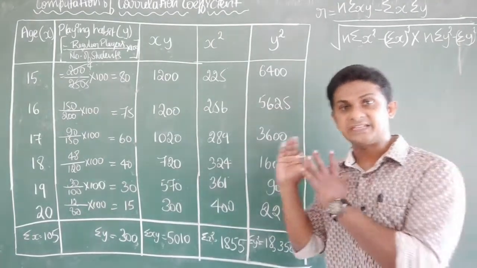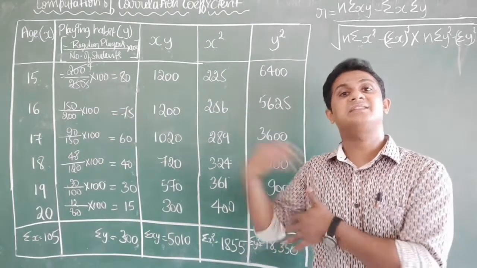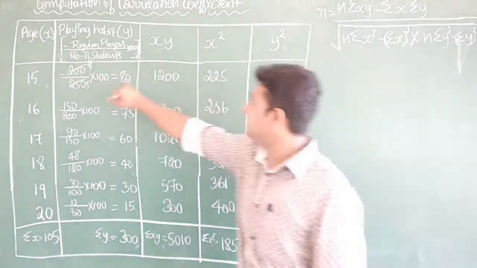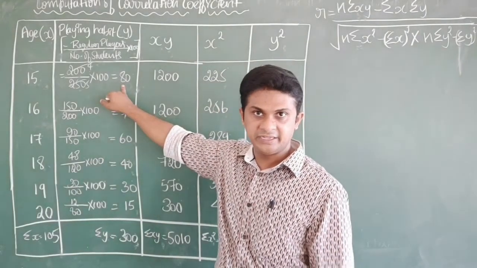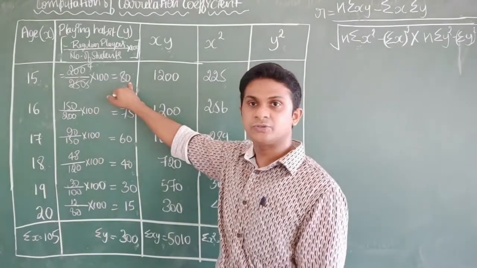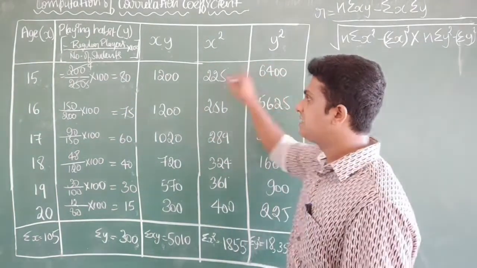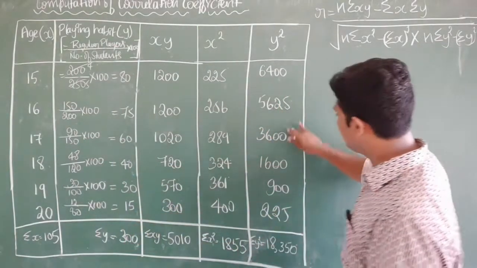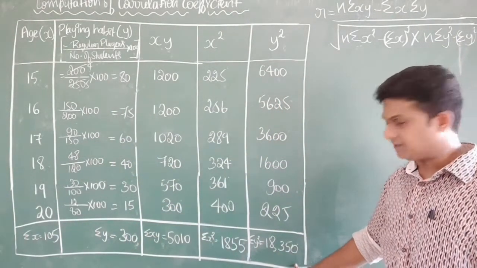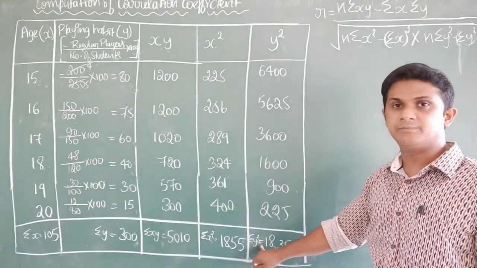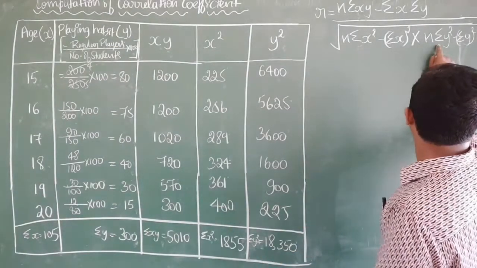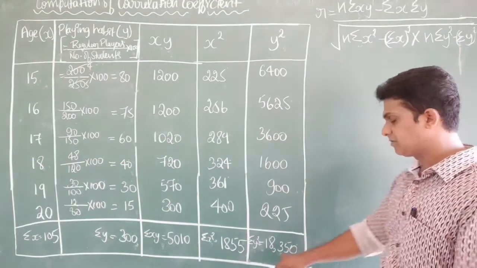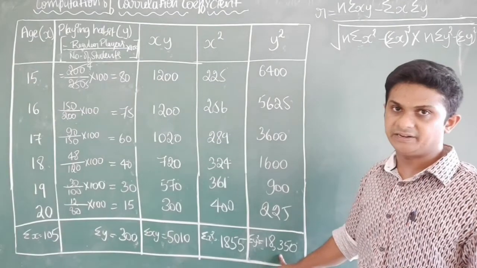1855. So once x square is done, we have to square the other variable, which is y. That will be y square. So y is here, the new variable which we have calculated, playing habit. So 80 square, which is 6400. Similarly, you need to calculate the square of each of these y values. That I have written here. Then I will be adding this up to find our sigma y square value, which we need here so that we can substitute there, which is equal to 18,350.